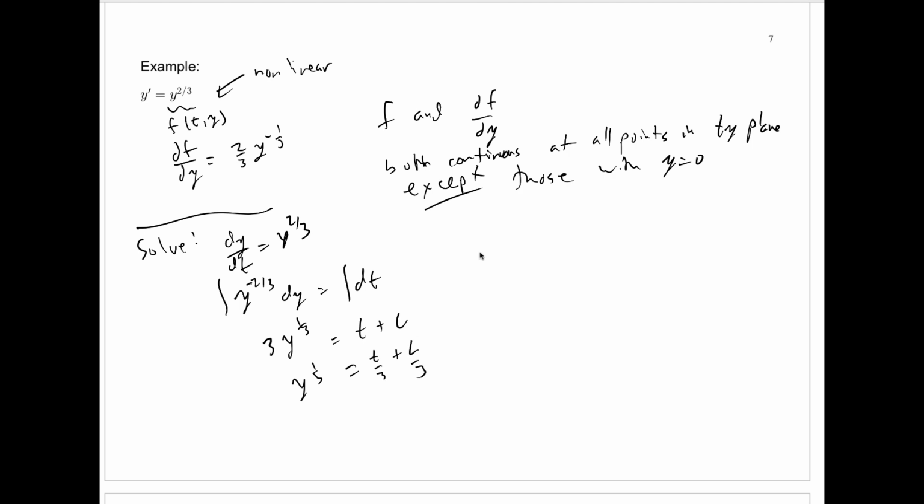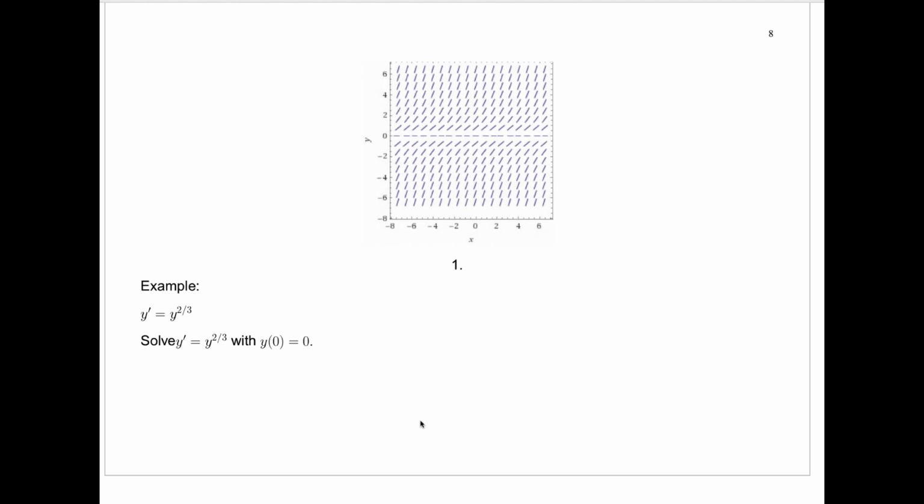Here c is an arbitrary constant, so I'm just going to write this as t over 3 plus c1, where c1 is arbitrary. It's just our other arbitrary constant divided by 3. Then we can write y is equal to t over 3 plus c1 quantity cubed. So that's our general solution to this nonlinear differential equation.